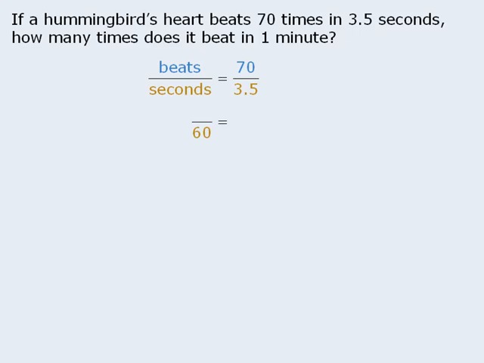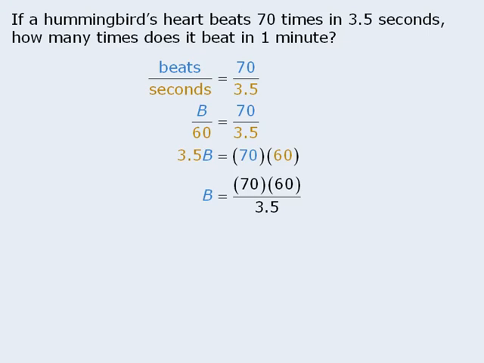Now we don't yet know the number of beats in 60 seconds, so let's let b represent the number of beats. Now this ratio, we are told, is equal to the ratio 70 to 3.5, which means we now have an equation we can solve for b. First, we can cross multiply, and then we can divide both sides by 3.5. From here, we can first simplify 70 over 3.5 to get 20 over 1, and then we can evaluate the right-hand side to get b equals 1200.